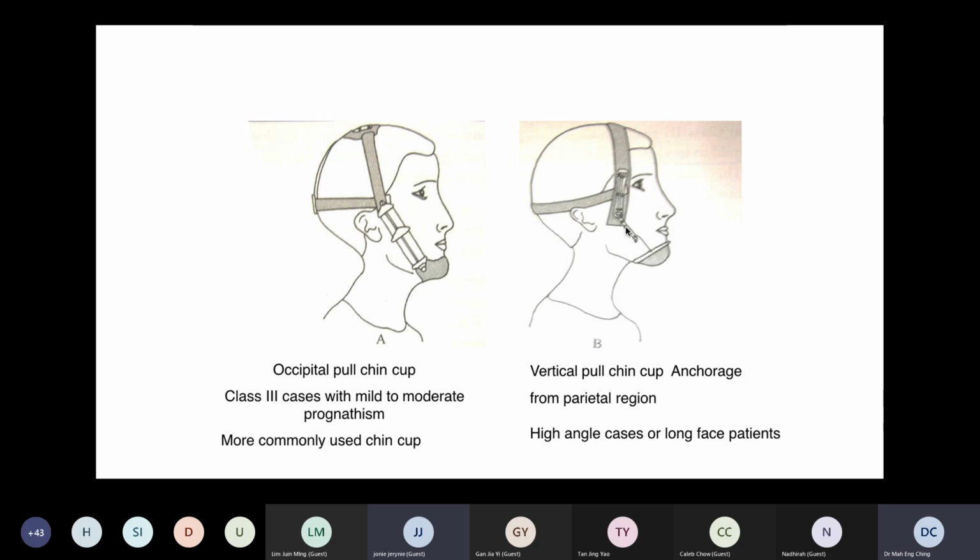You see it attached vertically, mainly using the parietal bone. The vertical pull chin cup is anchored from the parietal region, for high angle cases or long face patients. So you're trying to do some vertical adjustment for this patient. Let's say the patient has a long face, you want to restrict the growth of the mandible in the vertical direction. So you use this vertical pull chin cup.